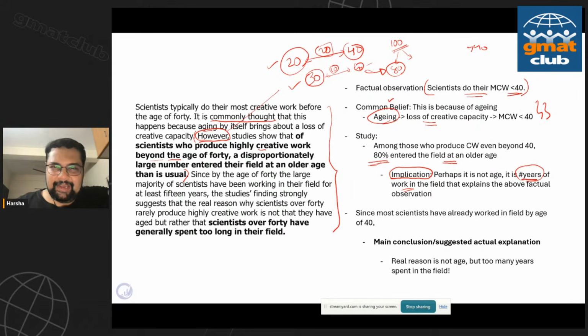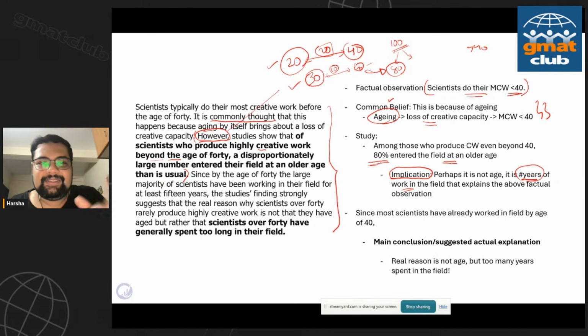So just to recap, because I think I did deep dive into this a little bit. There's the factual observation: scientists do most of their creative work before they turn 40. There's a common belief regarding why this happens. That common belief is to blame it on aging. These guys are old, and with age comes a loss of creative capacity. That's why you see that.